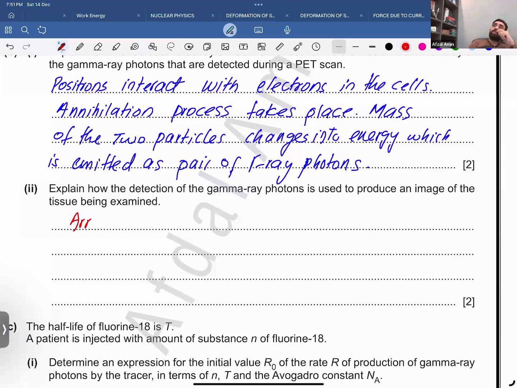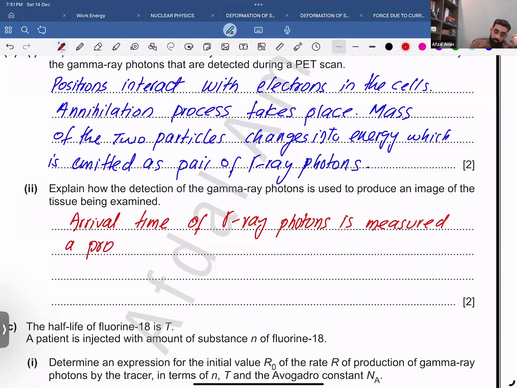By the way, the arrival time is also used in the ultrasound scan. I'm just telling you. Over there, we use another term called relaxation time to produce the ultrasound image. So anyhow, arrival time of gamma ray photons is measured and processed. This arrival time helps to build up the image.